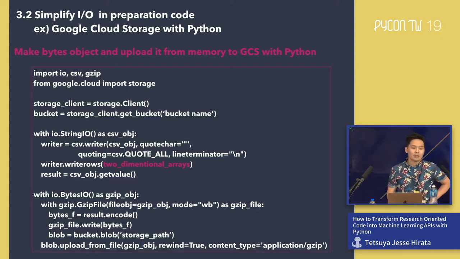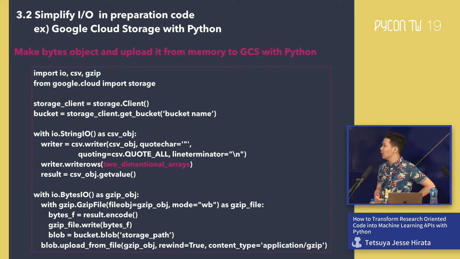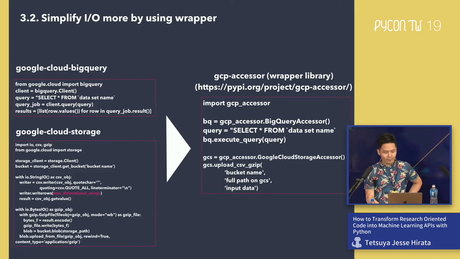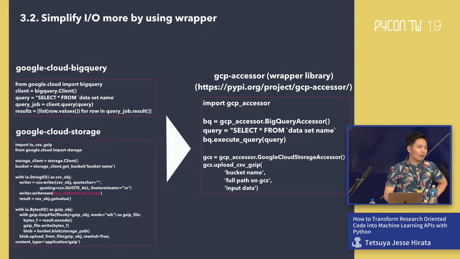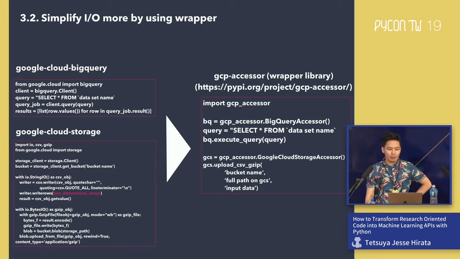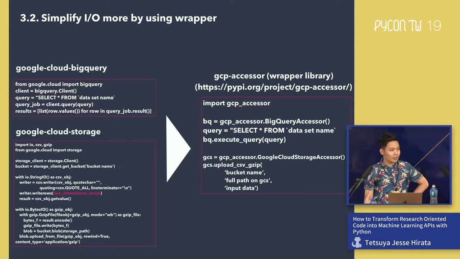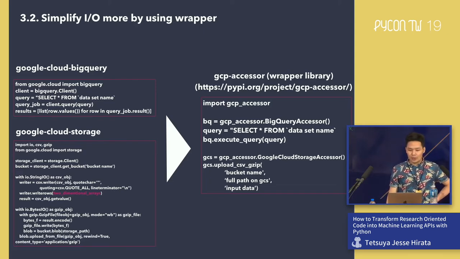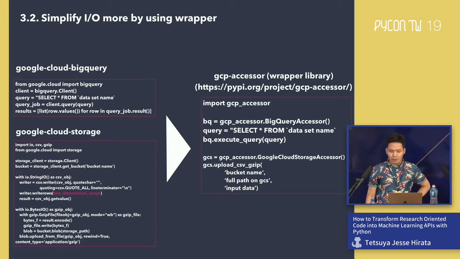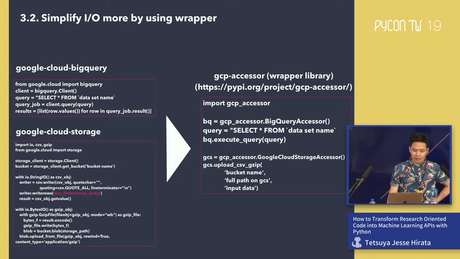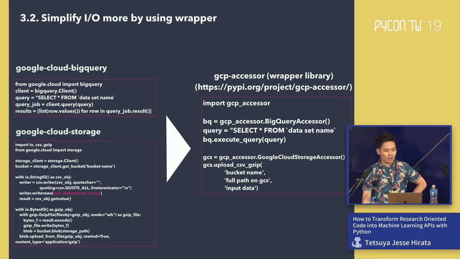However, the code on this slide seems to be long, so I should simplify it more by developing or using a wrapper library. There are two kinds of code with the Google client library, which I showed in the previous slides. This wrapper combines and simplifies the two kinds of code. In so doing, it reduces the total amount of code. The GCP accessor is a package I developed. After this talk is finished, please speak with me if you have an interest in packaging.